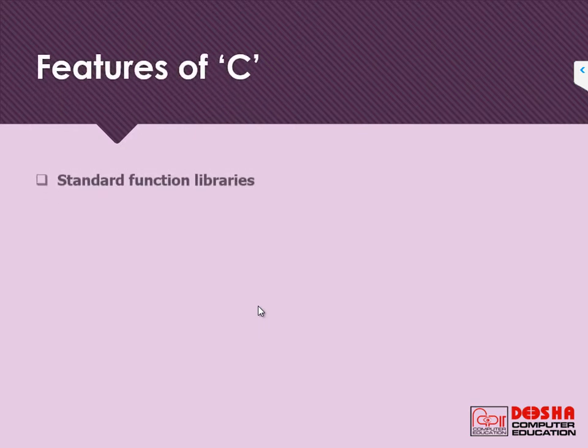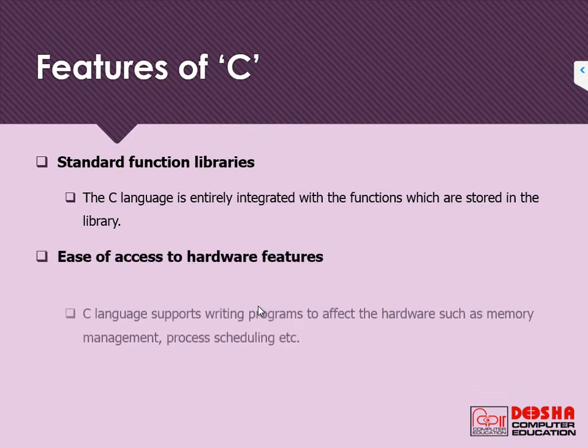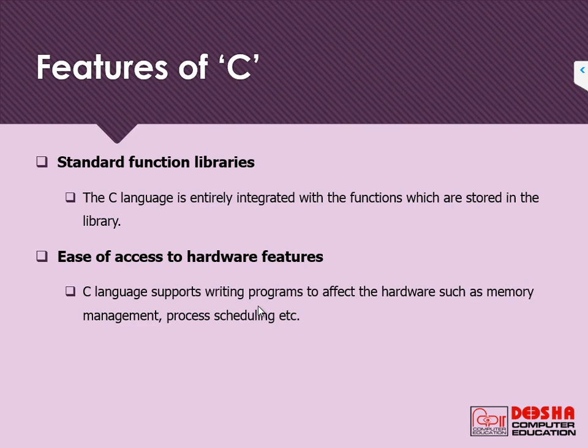Next point is standard function libraries. The C language is integrated with many different types of functions which are stored in libraries. We call them header files. We will talk about all header files later, but C provides a standard set of function libraries. Ease of access to hardware features: C language supports writing programs that affect the hardware, such as memory management and process scheduling. So many features of C language have made a major impact on the programming world.